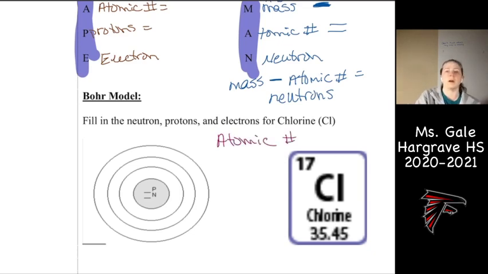Since we are talking about a neutral atom, you're going to tell me your atomic mass, because you should know it, it's on the tile. Tell me your neutrons. How many neutrons do you have?